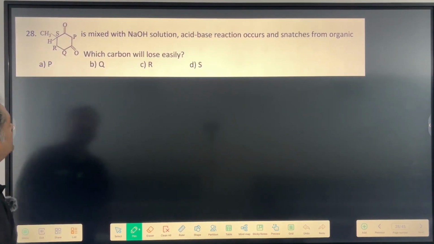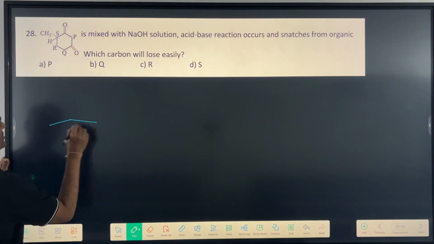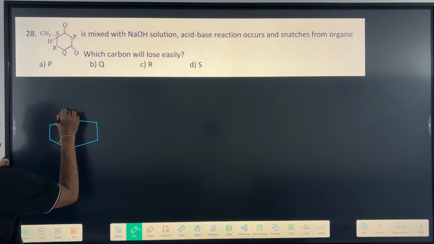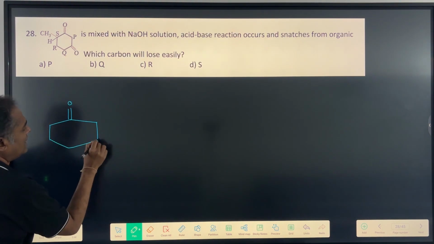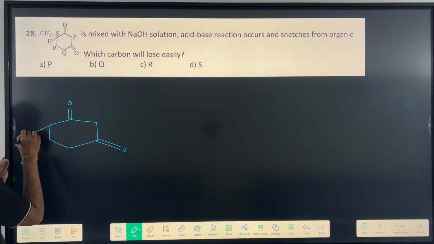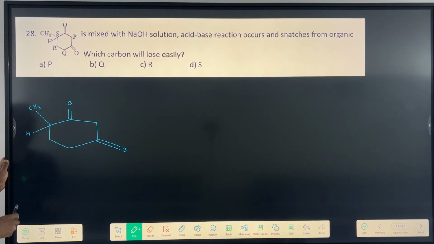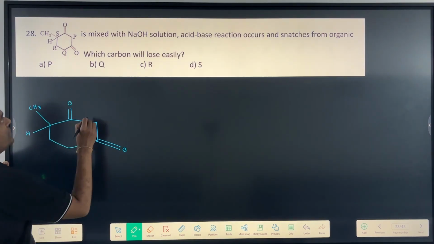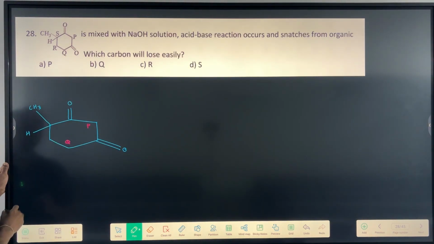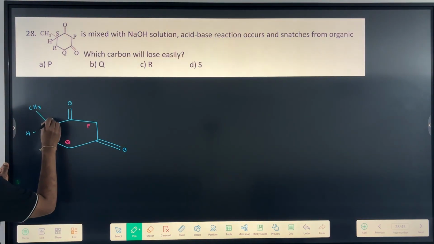Now over here, child, they have shown one molecule to you, and that molecule is of this type. I think you have got a cyclic compound having a ketone, having over here one H, having over here one CH3, correct? Now, what are they asking? Let's see, over here this position is called P, this position is called Q, this position they have called R, and this position they have called S.